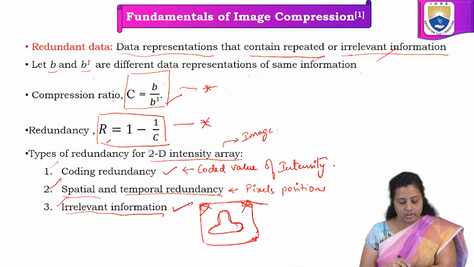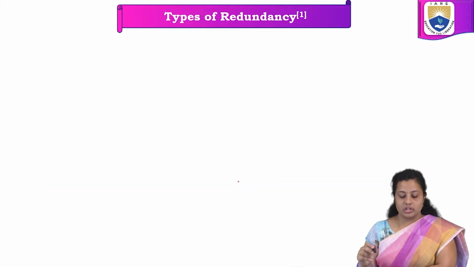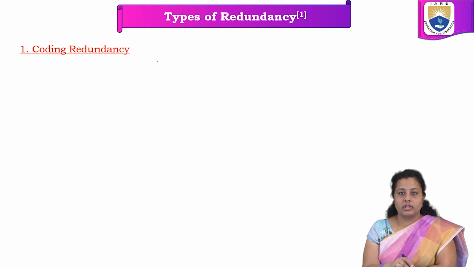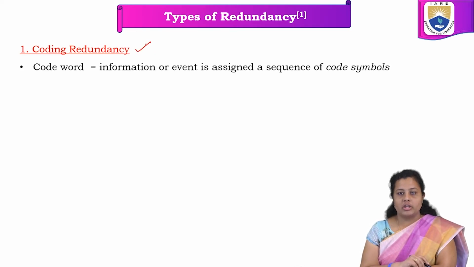What are coding redundancy and spatial redundancy, we will see now. What are the types of redundancy? The first one that we are talking about is coding redundancy. What does coding redundancy mean?